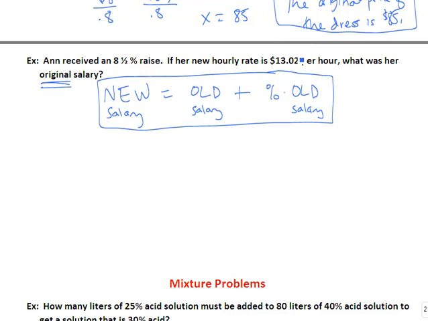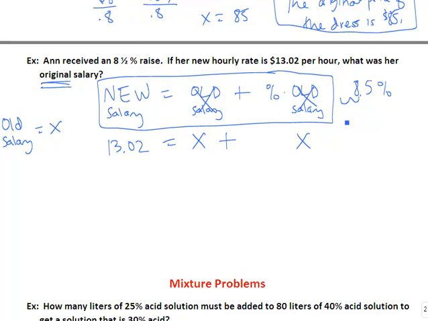Now what we want to do is substitute in everything that we know. We know what our new salary is. It's $13.02. We don't know what her old salary is, so that's what I'm going to call X. So I'm going to put an X in here, and I'm also going to put an X in here. Remember, we're adding because this is a raise, and her percent is 8.5%. We want to change that to a decimal, so I move the decimal 2 spots to the left, so that becomes 0.085.